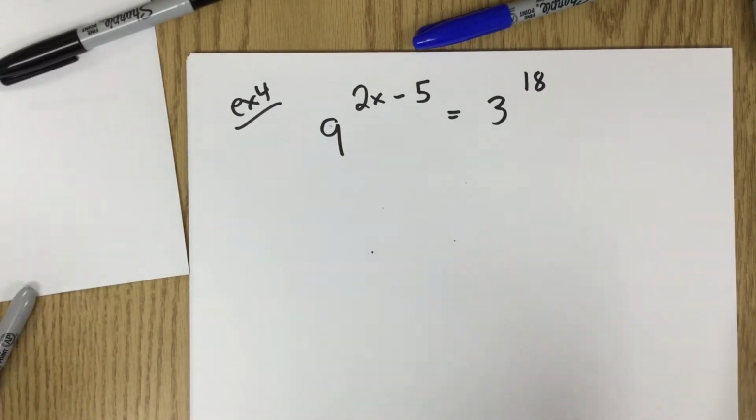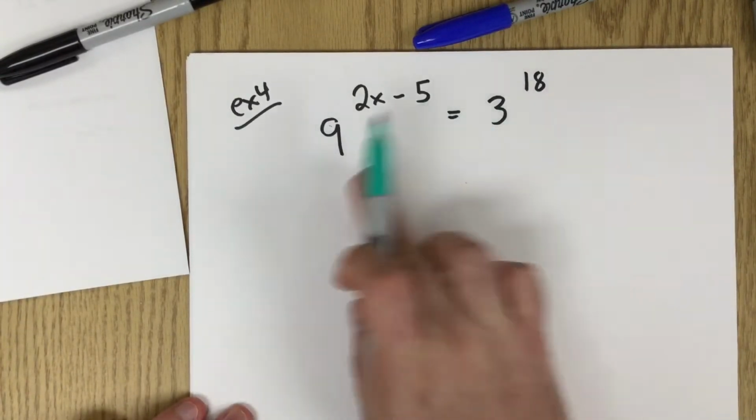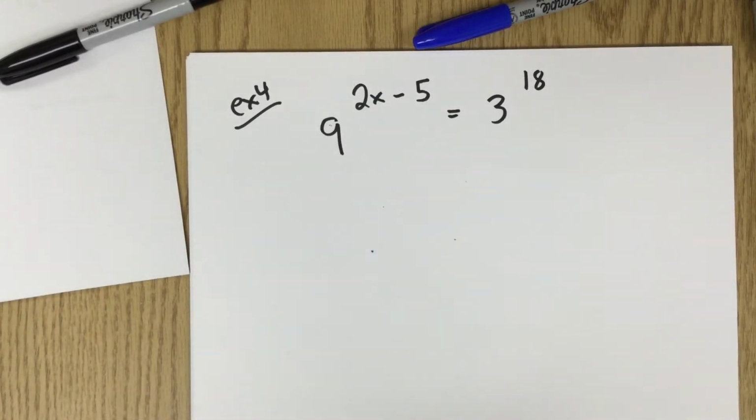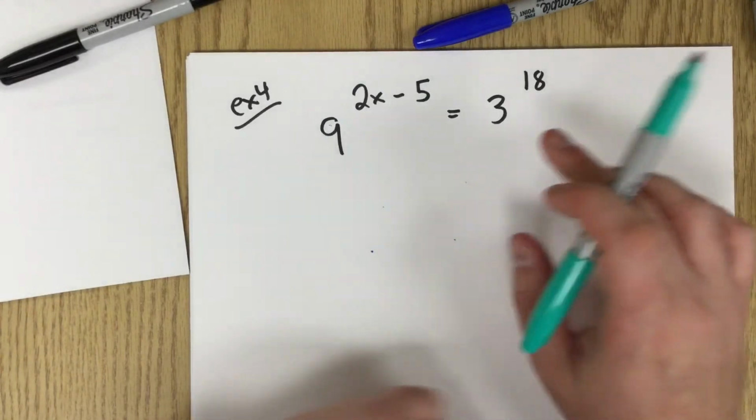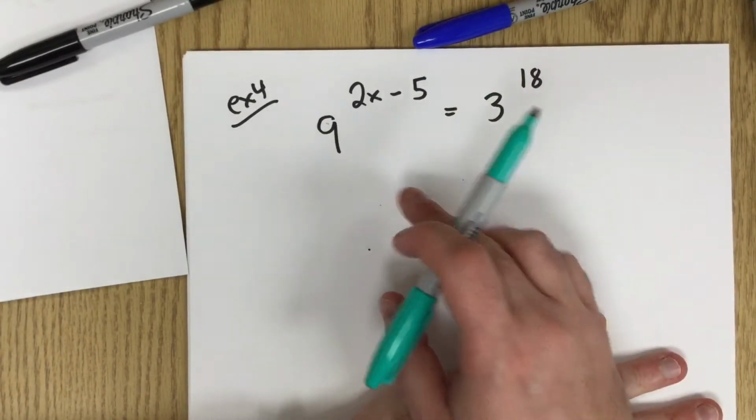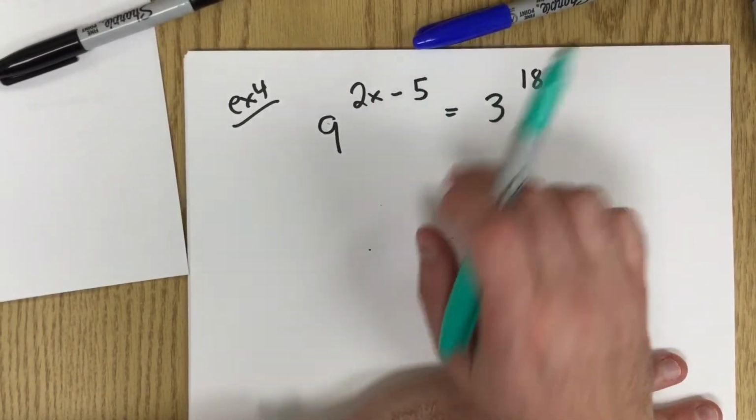For example 4, we have a problem. The bases are not equal. Now I said before that if the bases are not equal, we're done. But in this case, there's kind of a workaround that we could do. And the workaround we could do is we can make them the same base.